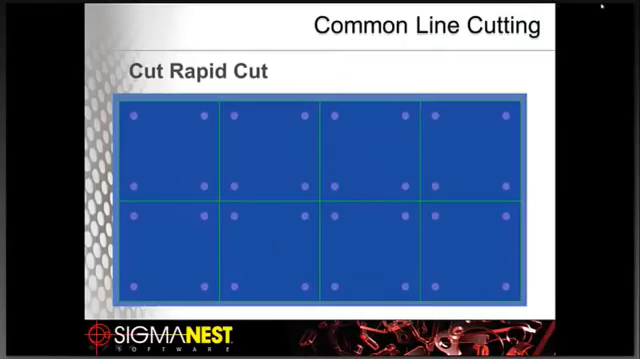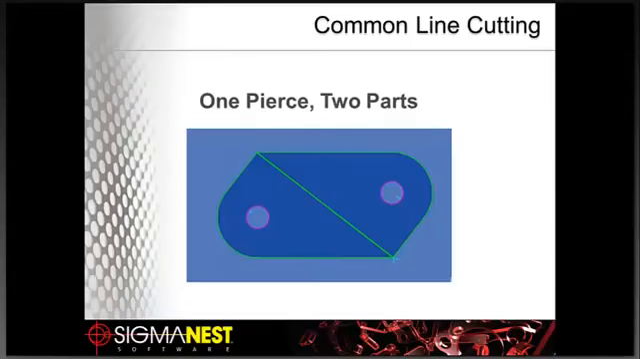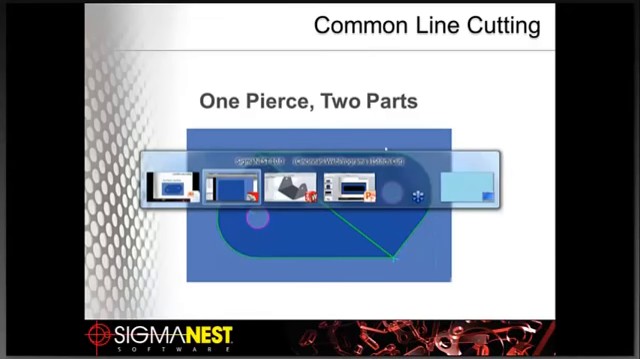Now we're going to take a look at a couple different types of common line cutting. Common line cutting is really used to decrease time on the laser. And there are many other reasons, such as pierce reduction, but in high volumes of parts, decreasing cut time on the laser can have a major impact on how many sheets you put across that machine in a day. The two types of common line cutting that we're going to look at are cut rapid cut and one pierce two parts.